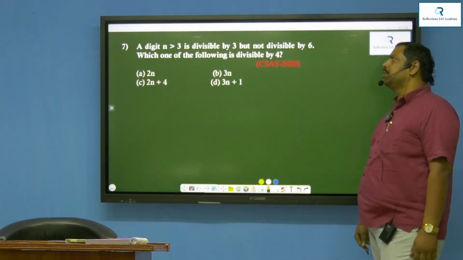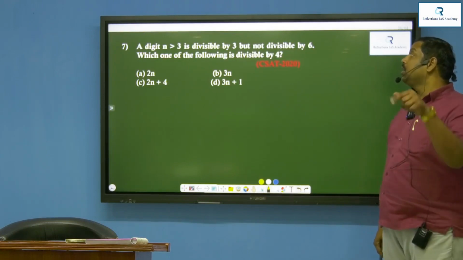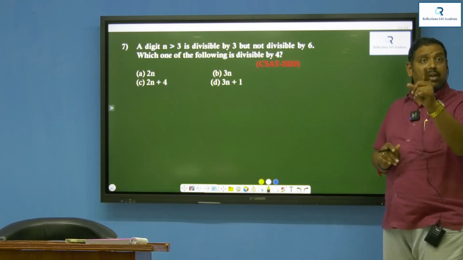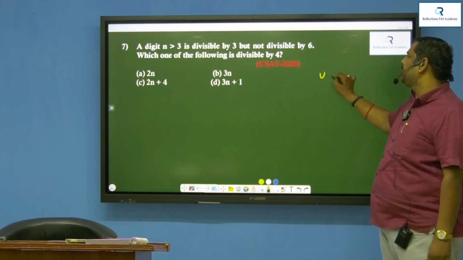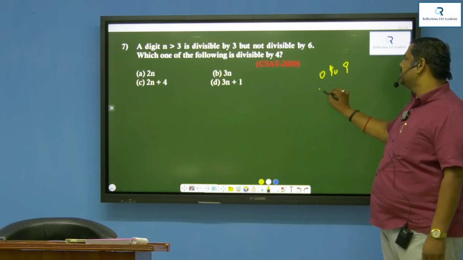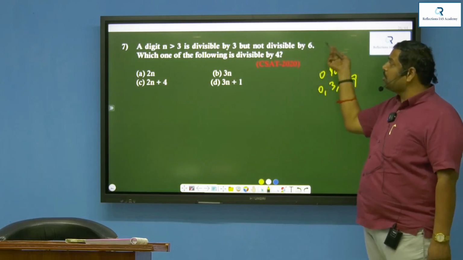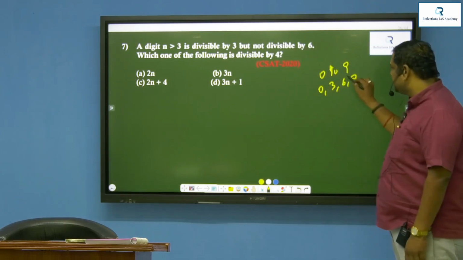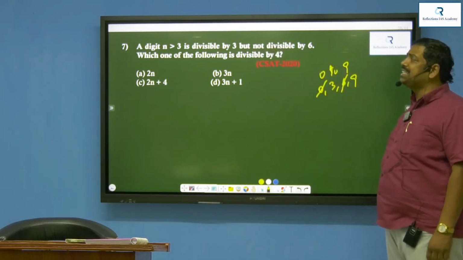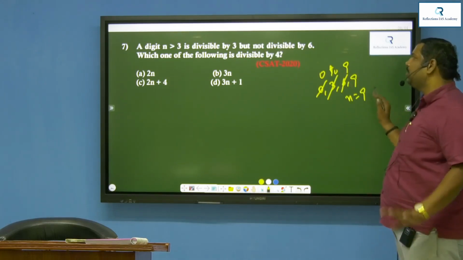Yeah, this is an extraordinary question. A digit n greater than 3 is divisible by 3 but not divisible by 6. The important word is n is a digit, and digit means only 0 to 9. It is divisible by 3, so 0, 3, 6, 9. But not divisible by 6, so is 6 possible? No. Is 0 possible? No. And at the beginning he said n is greater than 3, so is 3 possible? No. Now tell me, what is the value of n? n is fixed at 9.